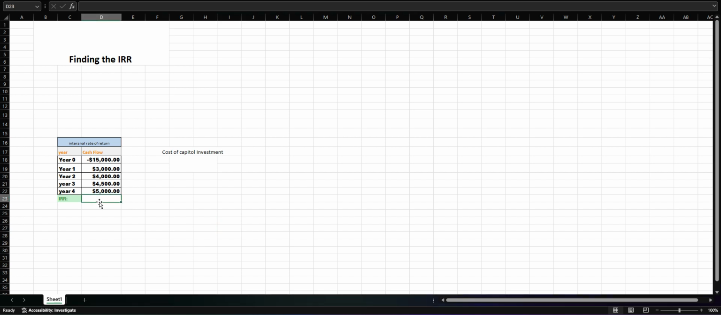So what we would do to figure this out is very simple. We'll click, as you see on D23, this is where I'm going to type the formula. We're just going to type the IRR formula, the internal rate of return, and this is what it would be.